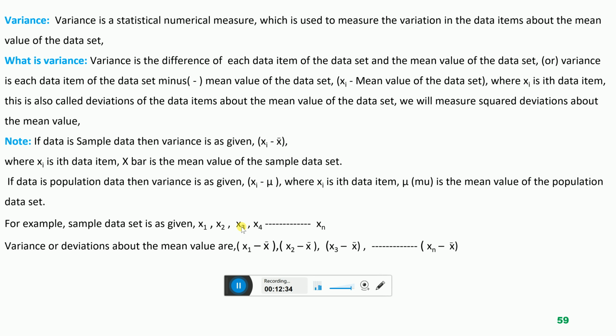Now I'm again subtracting the mean value x bar of the data set from the second data item. So x2 minus x bar will give us the second variance. And now I'm again subtracting the mean value x bar from the third data item, so x3 minus x bar, and so on and so on. So these are all the different variances of the data set, meaning the variation of the data items about the mean value.